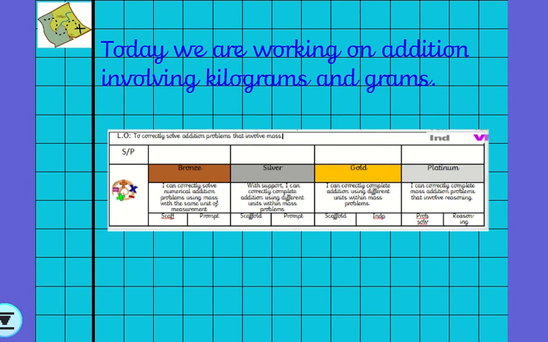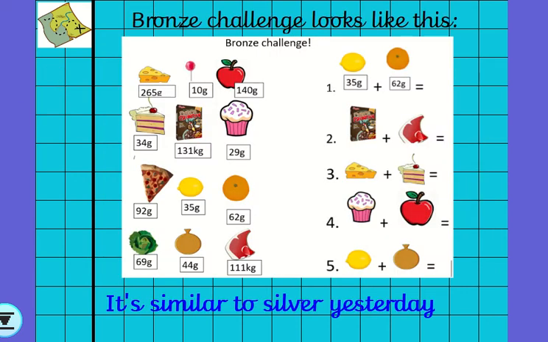Okay, so today we are carrying on with our work with addition using kilograms and grams. Here is the success criteria we are using in school. And here is your bronze challenge if you are working on bronze. Bronze looks a bit like silver from yesterday, I'm sure you can remember. You've got some foods here, you've got the weights of these foods, and you've got to decide what addition sums you are doing using these pictures.